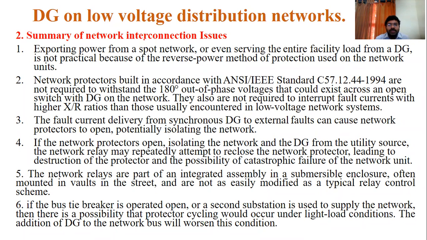There are six points that can be summarized here for interconnecting the DG to the low voltage network. Some problems may occur, and some interconnection issues may be generated. Whenever you are interconnecting this DG to this low voltage network, some interconnection issues arise. These are the six different types of interconnection issues. What is the first one here?